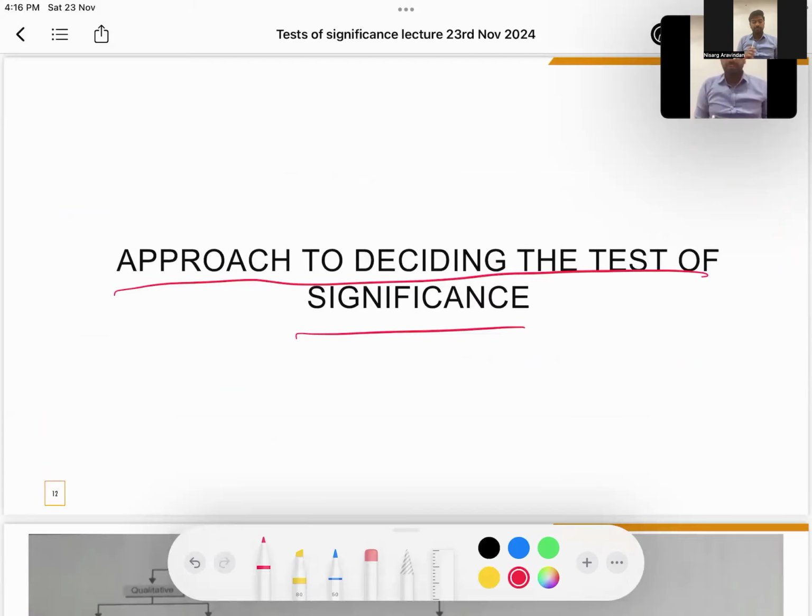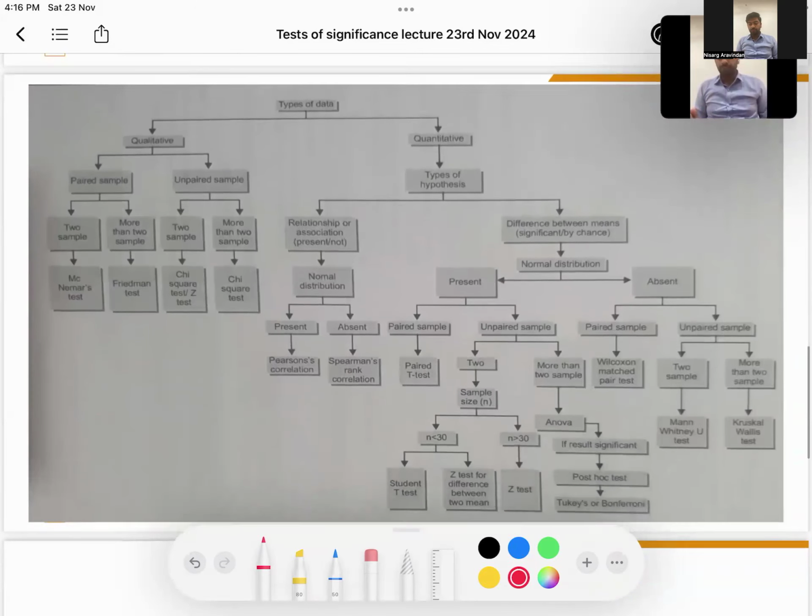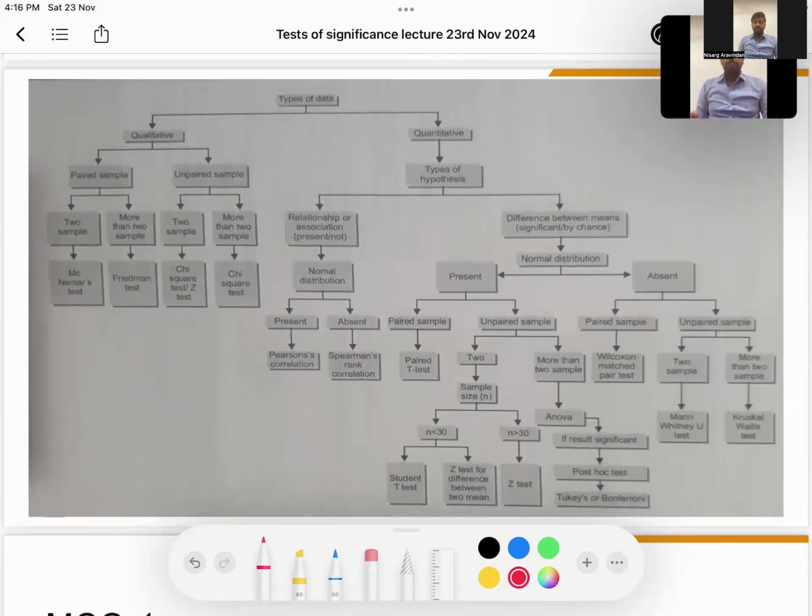Approach to deciding the test of significance. All right. Now, this specific flow chart that you all see, we can consider this as the table that you can use for your reference in terms of how you approach your MCQs. This is from the book called Golden.